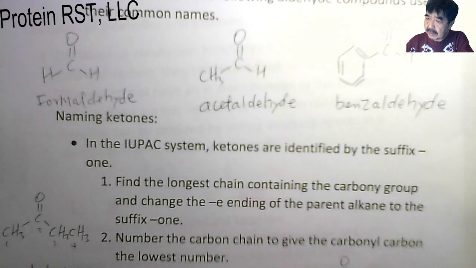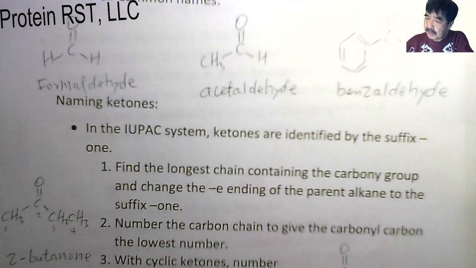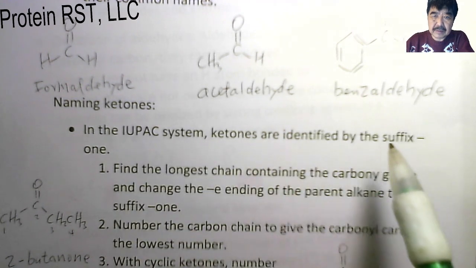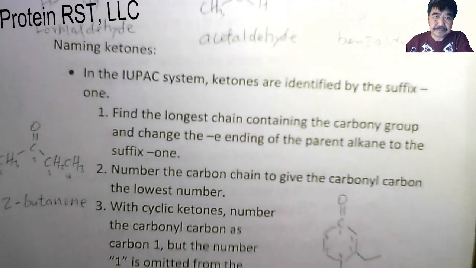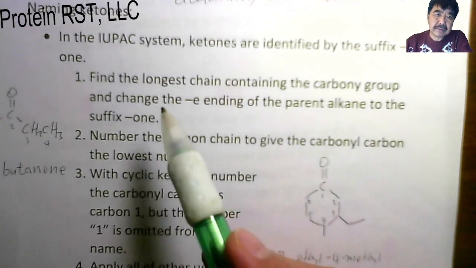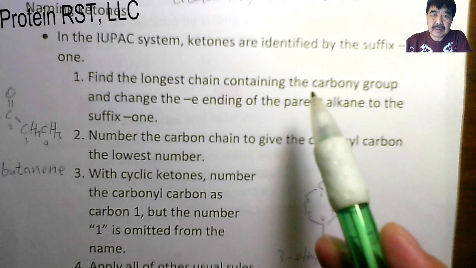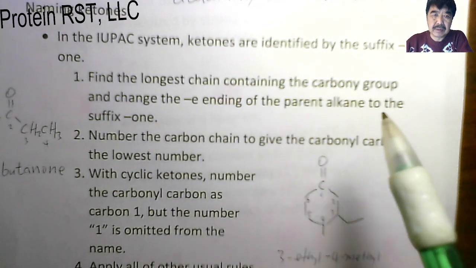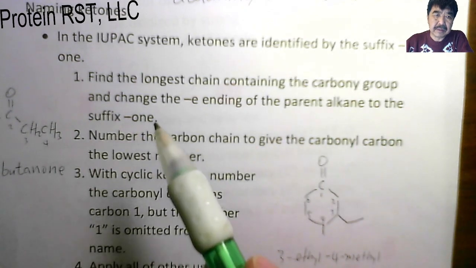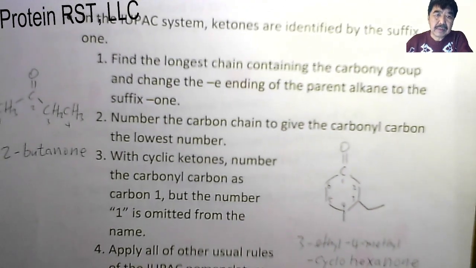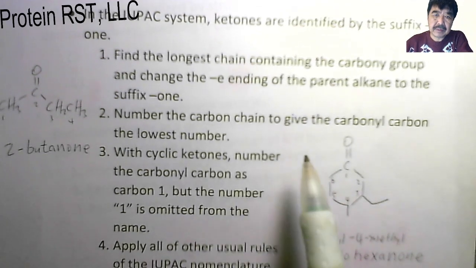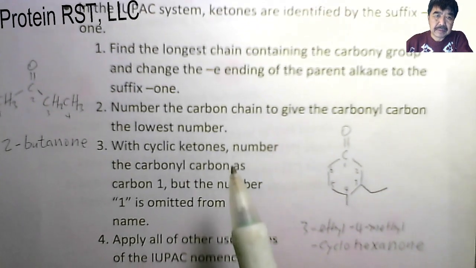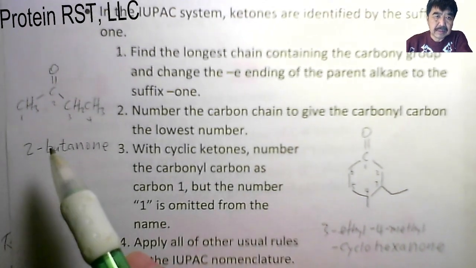Next, let's take a look at naming ketones. In the IUPAC system, ketones are identified by the suffix -one. Find the longest chain containing the carbonyl group and change the -e ending of the parent alkane to the suffix -one. Number the carbon chain to give the carbonyl carbon the lower number. And take a look at this example here.